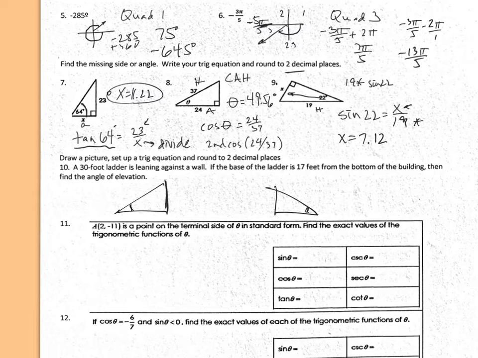So here we have our wall. We're going to assume that the wall makes a right angle with the ground. And we have a 30-foot ladder. It is the ladder that's on the diagonal. The base of the ladder is 17 feet from the bottom. Find the angle of elevation. So we're looking for this angle.